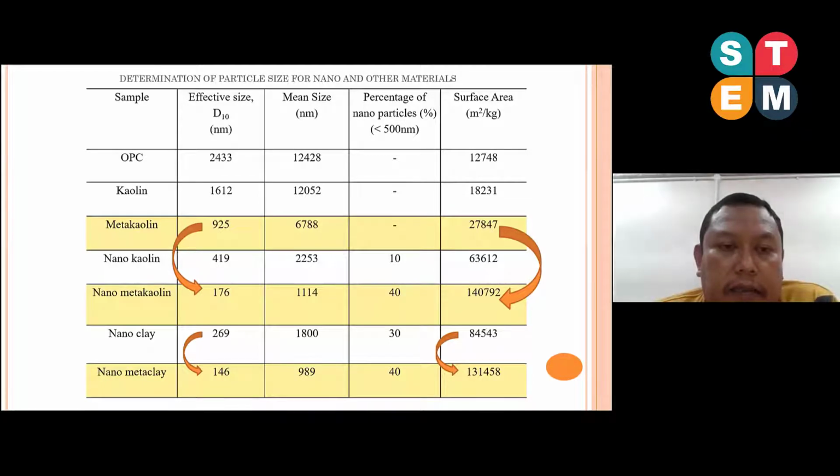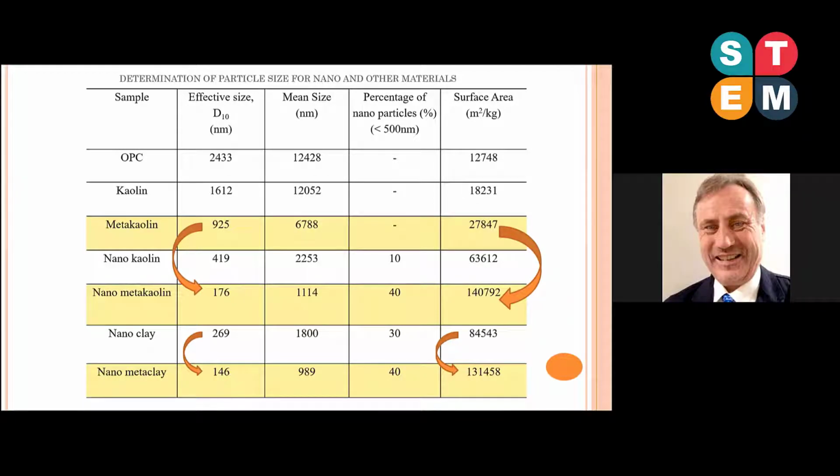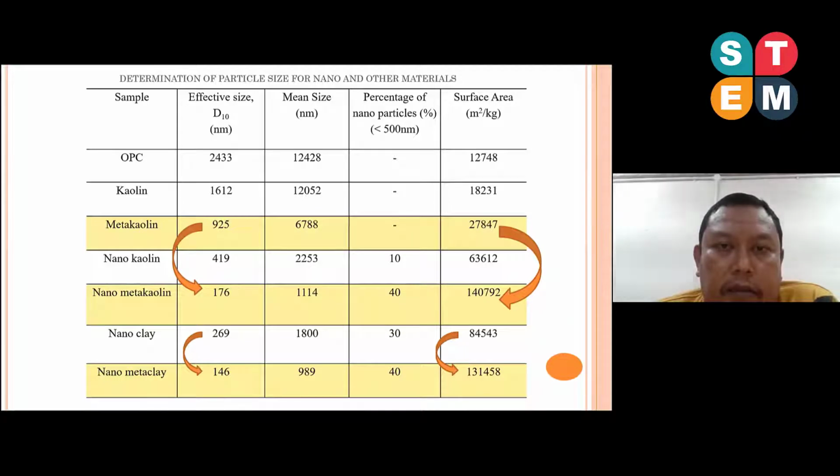Okay, the best thing about this new kind of nanomaterial produced in the ISEM lab is that the mean size of that particular nanometakaolin has been reduced to less than 1,000 nanometer, and the surface area increased from almost 27,000 meters squared per kilogram to 140,000 meters squared per kilogram, which can become a very good ultra filling effect in the cement paste.